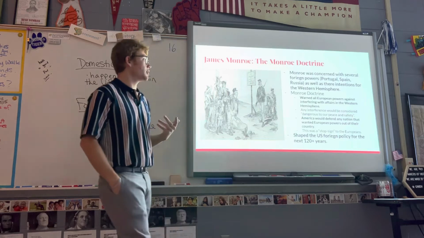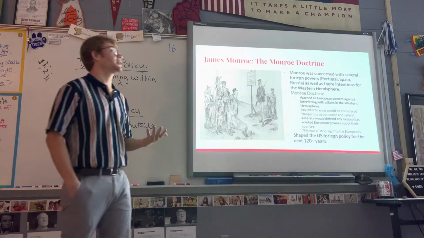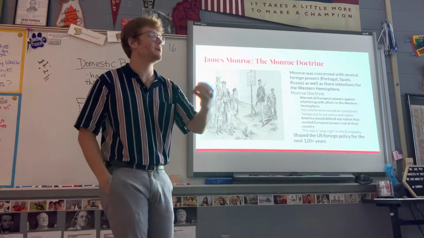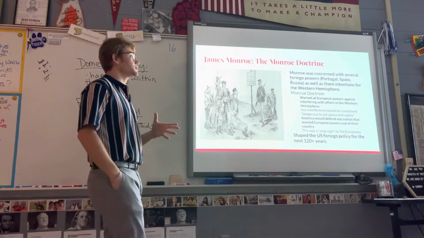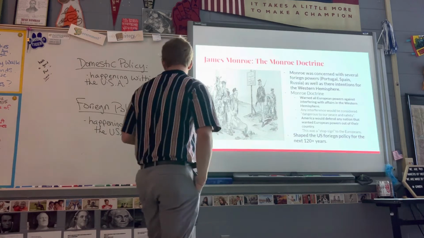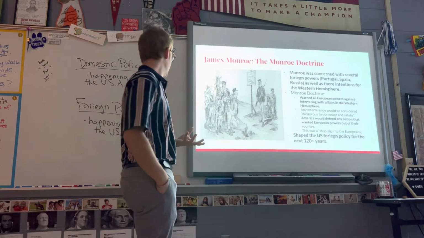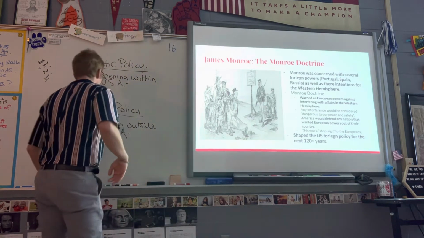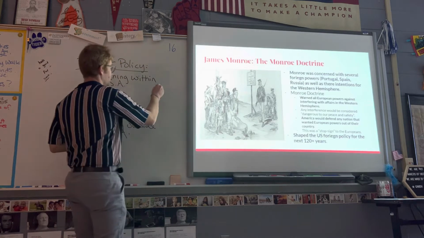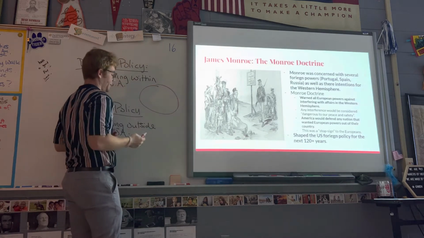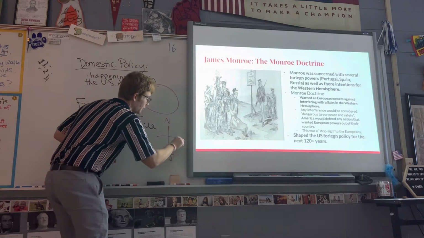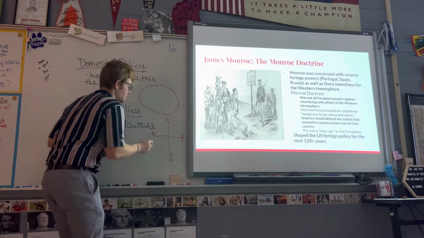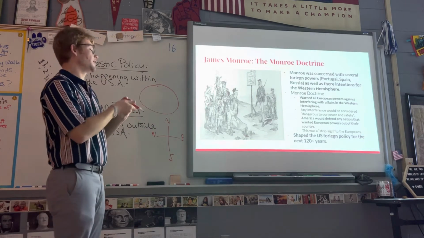So Monroe was concerned with foreign countries, with European countries, places like Portugal, Spain, Russia. And he was concerned about what their intentions were for the Western Hemisphere. Okay, let's think about a map. Whenever I say Western Hemisphere, what do I mean by that? I'm going to draw, this is my beautiful red globe right here. Think about the compass rose again, right? North, south, east, and west. When I say Western Hemisphere, what does that mean?